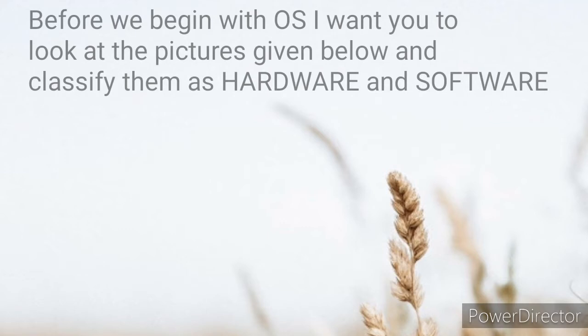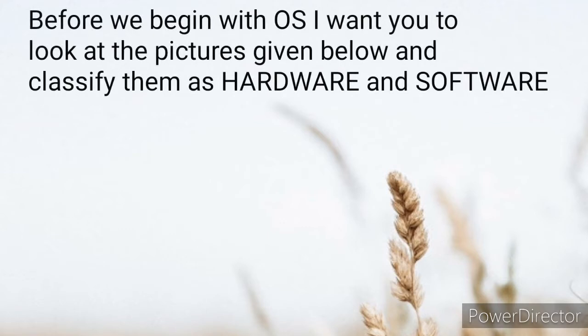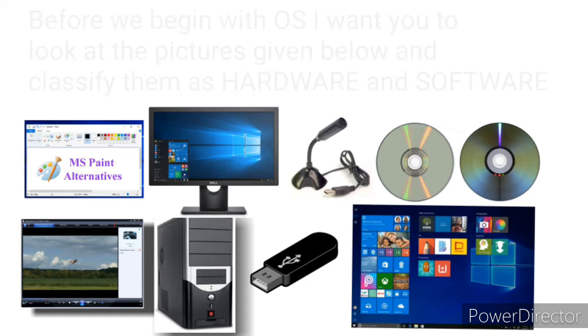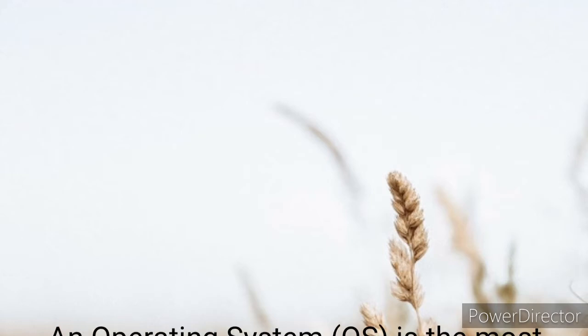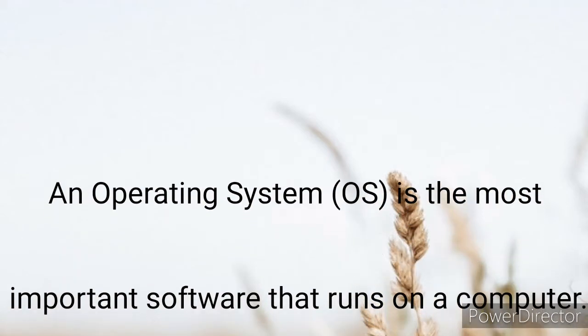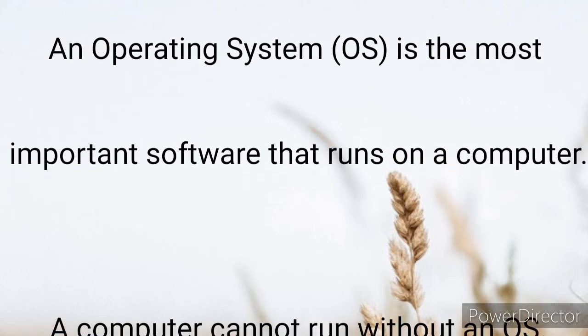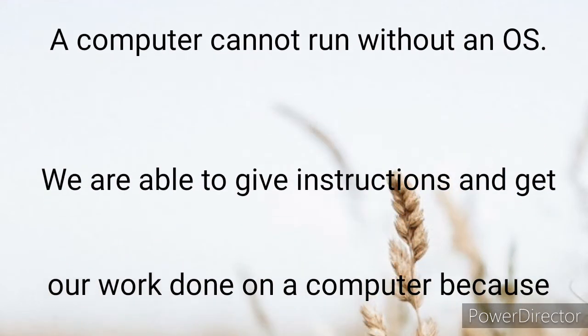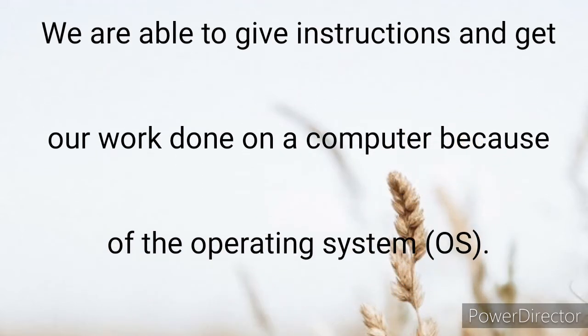Before we begin with OS, I want you to look at the pictures given below and classify them as hardware and software. Very good. Now you have a clear idea about hardware and software. What is OS? An operating system, or OS, is the most important software that runs on a computer. A computer cannot run without an OS. We are able to give instructions and get our work done on a computer because of the operating system.